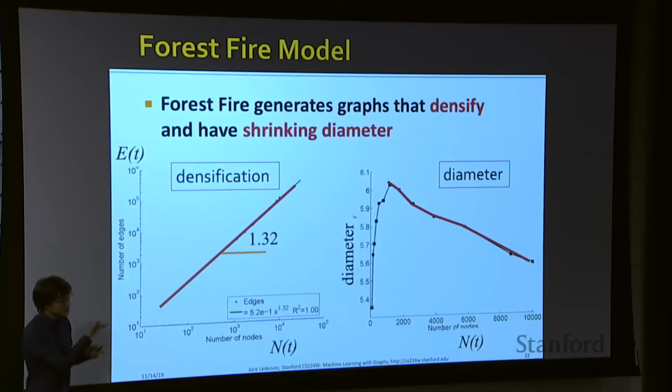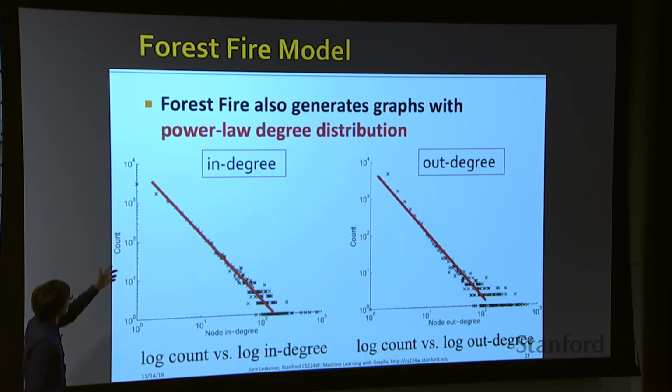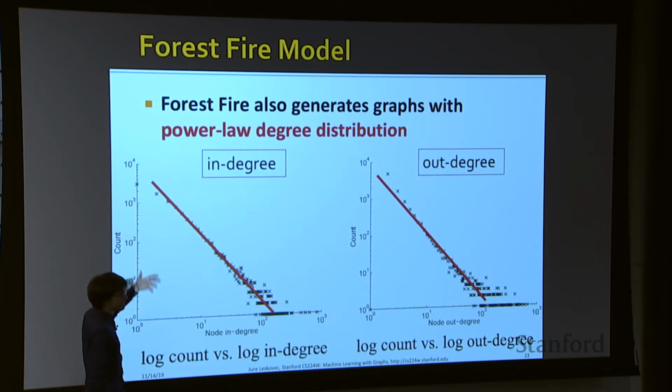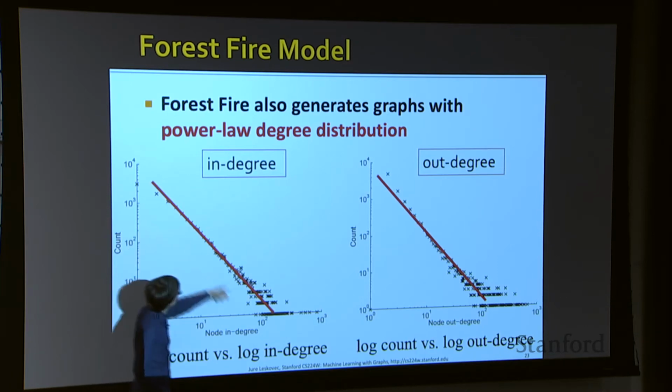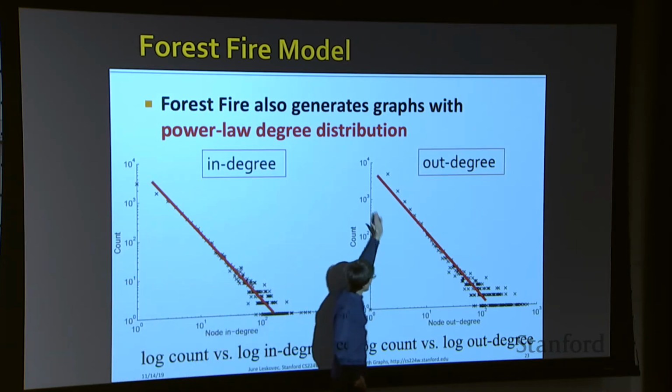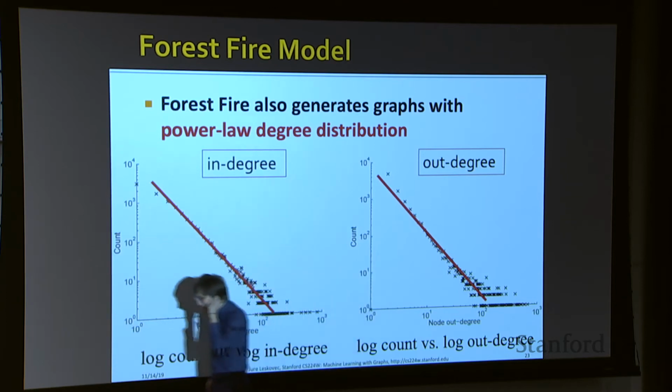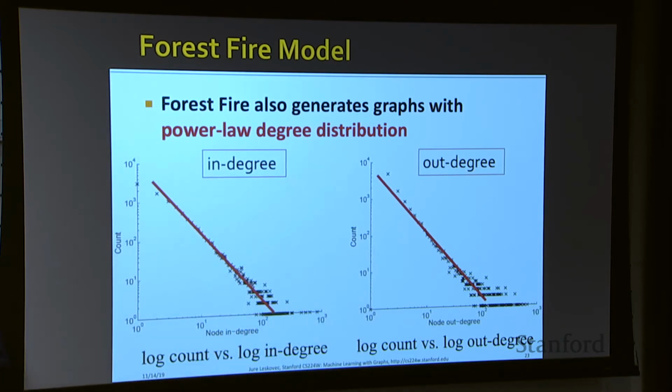Okay, so this is one example. Here is another thing: does the model also generate a realistic degree distribution? This is the in degree, that's the out degree, and again you see how it follows a straight line when I plot it on logarithmic scales.